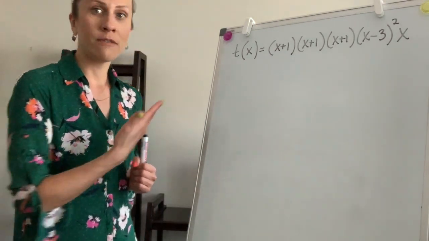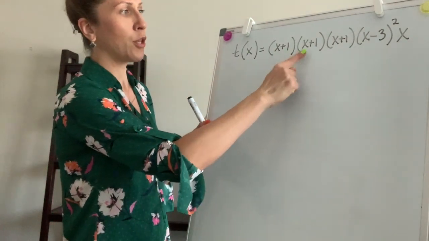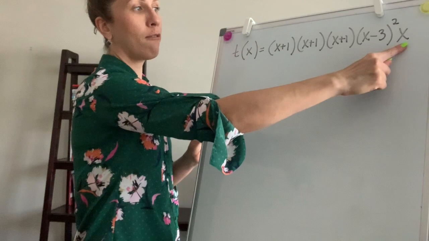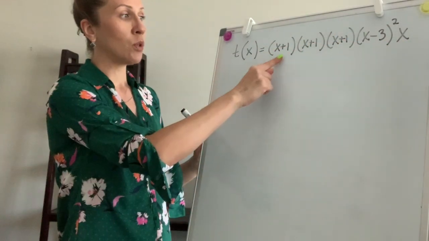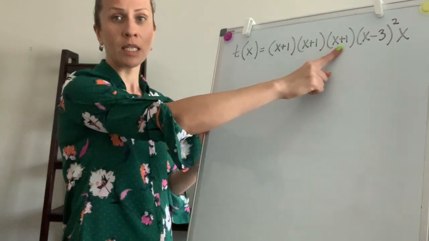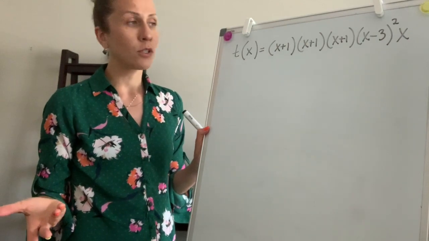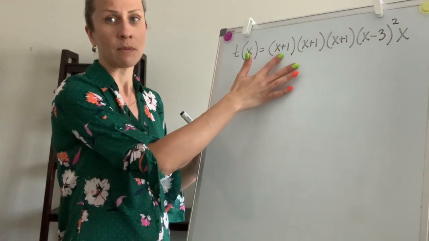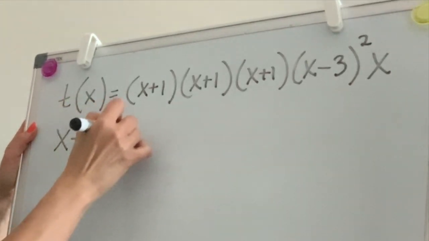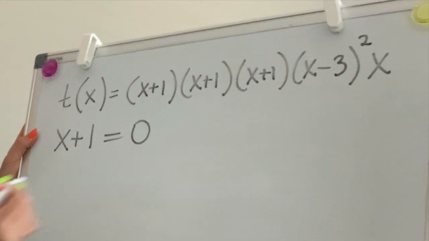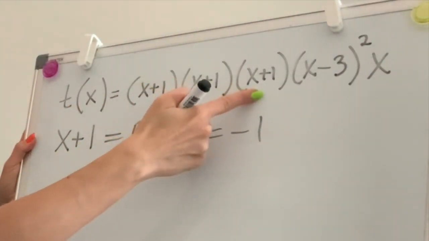So it looks like here this function is in factored form. We have 1, 2, 3, 4, 5 factors here, with the first 3 being identical. So you have x plus 1, x plus 1, and x plus 1 listed here. They are the same. Another way and shorter way to write this function would be x plus 1 to the power of 3. So we're going to take the first factor, which is x plus 1, and we're going to make it equal to 0. If x plus 1 is equal to 0, that means x is equal to negative 1. And that takes care of these 3 factors.